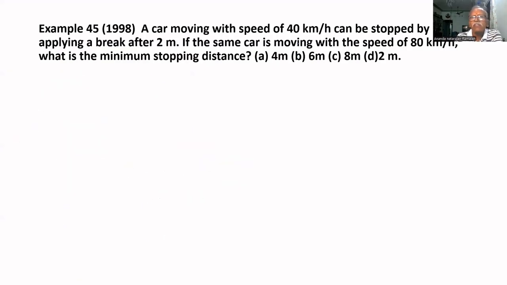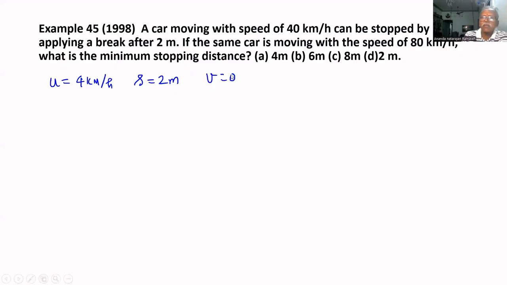A car moving with a speed of 40 km per hour can be stopped by applying a brake after 2 meters. U equal to 40 km per hour. Can be stopped applying brake after 2 meters. Therefore, S equal to 2 meters. V equal to 0. Stopped means V equal to 0.